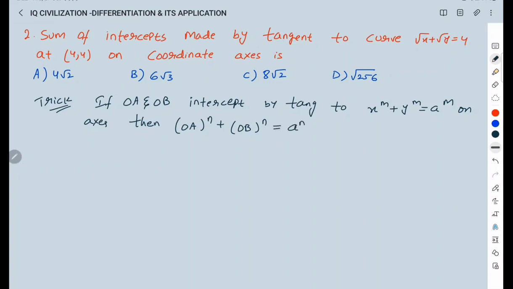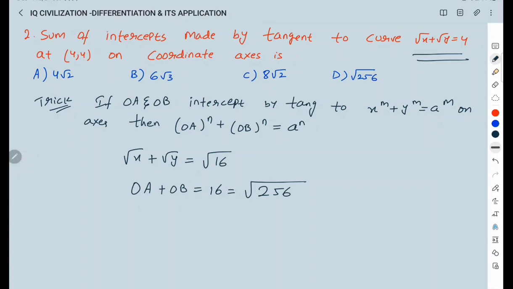So here my question is x power 1 by 2 plus y power 1 by 2 is equal to 2 power what? 2 squared. So I am getting the equation like this; with the shortcut trick it is root x plus root y is equal to root 16, meaning 4 is root 16. So here it is nothing but OA plus OB, which becomes 16. 16 is the root of 256, right? So this is my answer. The root of 256 is 16. So this is my answer. Next one.